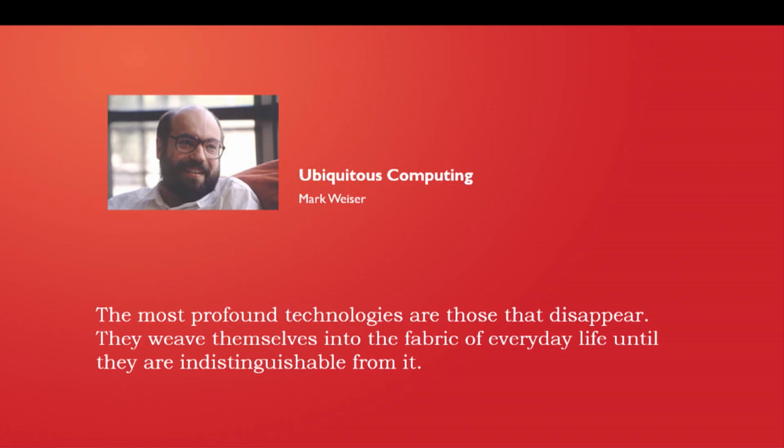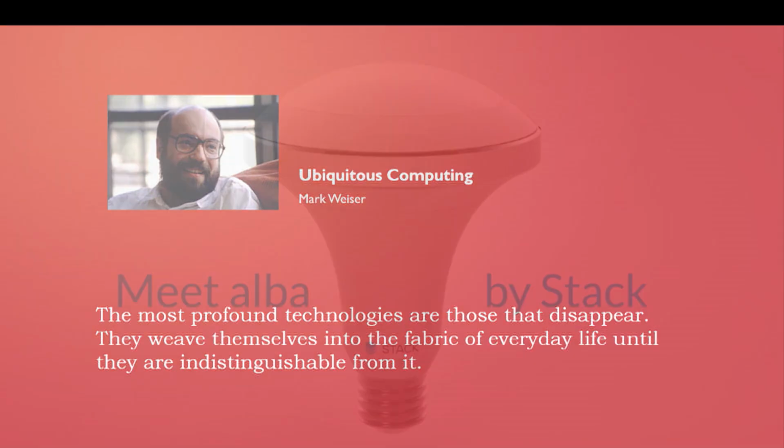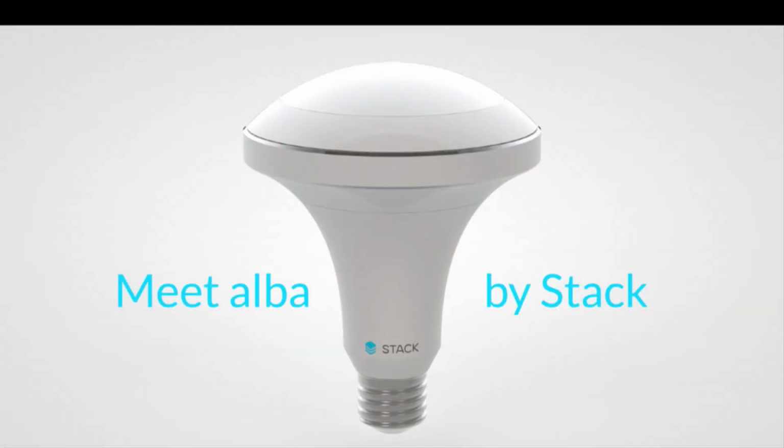We use them and we don't even appreciate how advanced technological devices they are. They just become a part of us. An example of this, ubiquitous computing, could be found in Alba. Alba is a smart light bulb that understands context.